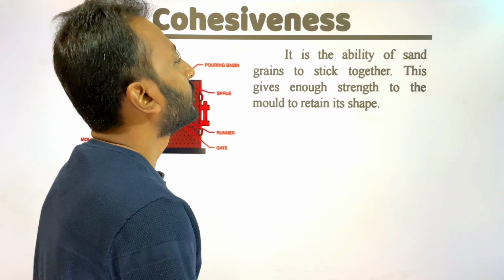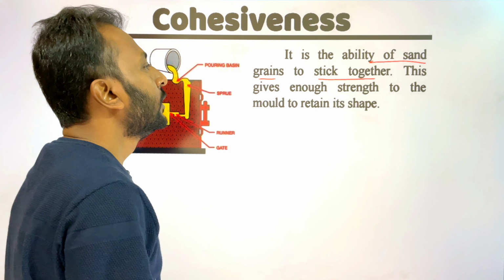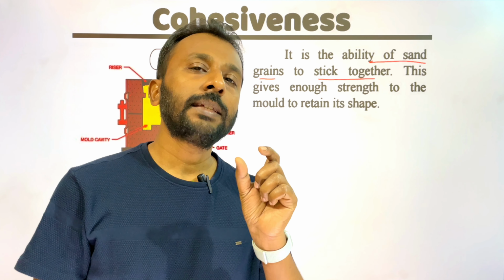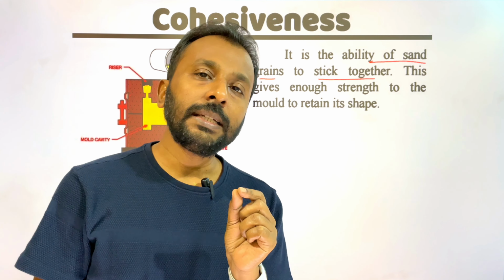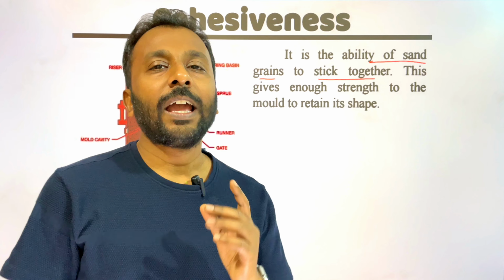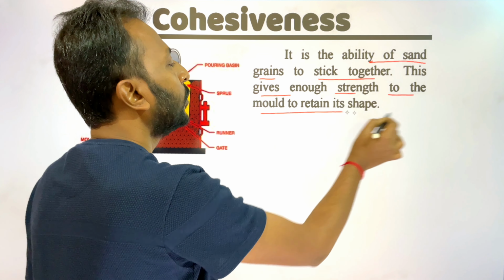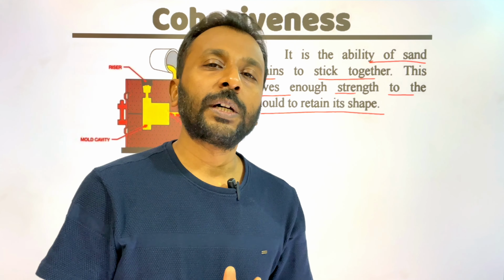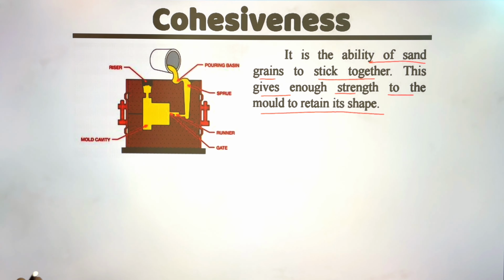The next is cohesiveness. Cohesiveness is the ability of sand grains to stick together. If the molding sand has cohesiveness, the sand particles will stick to each other and maintain a proper mold cavity. This gives enough strength to the mold to retain its shape. If the molding sand doesn't have this property, then the shape will be improper.